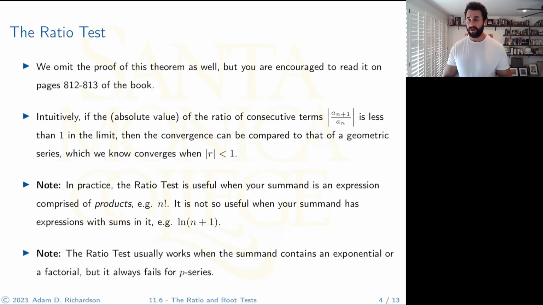Another thing right here. The ratio test usually works when the summand contains an exponential, like e to the x, or if it's got a factorial, but it will always fail for p-series. So if you've got something that looks like a p-series, the ratio test actually will not help. Just a little heads up about that.